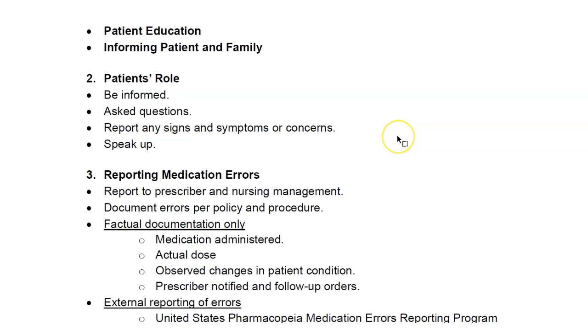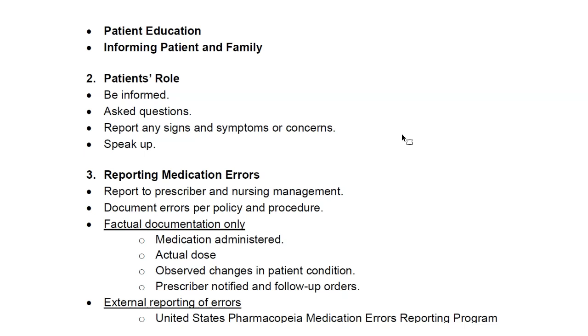As I mentioned before, it is very important that we educate our patient, and at the very minimum, we need to let them know what medication they're getting, why they're getting that medication, and any potential side effects or anything that they need to know in order to care for themselves, especially when they're by themselves or at home.